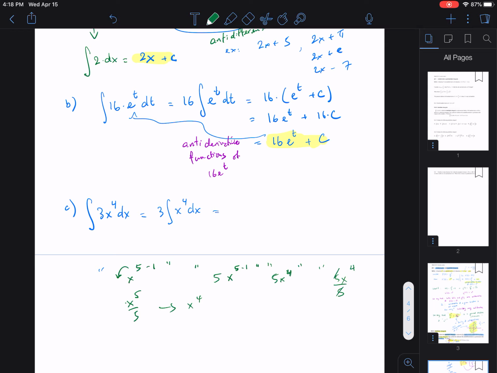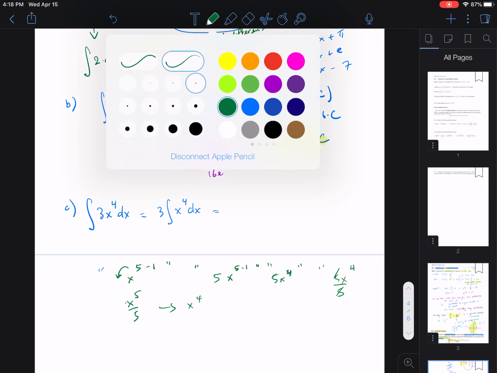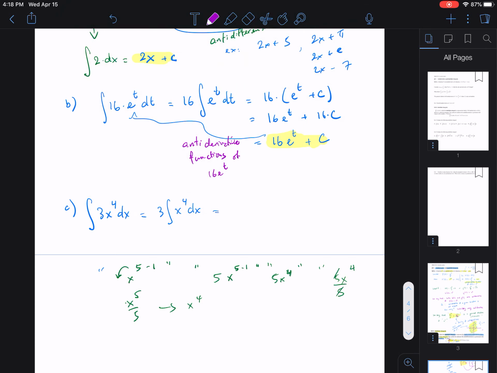Okay, so I'm going to go over the rule in a second, how we do this in general, but suppose that's our answer there. So we have 3 times, well, the antiderivative of x to the 4th is x to the 5th over 5 plus c. So now we're just going to get 3/5 x to the 5th plus a bigger C, since 3 times C is going to be a bigger C. So that is the antiderivative function of 3x to the 4th.